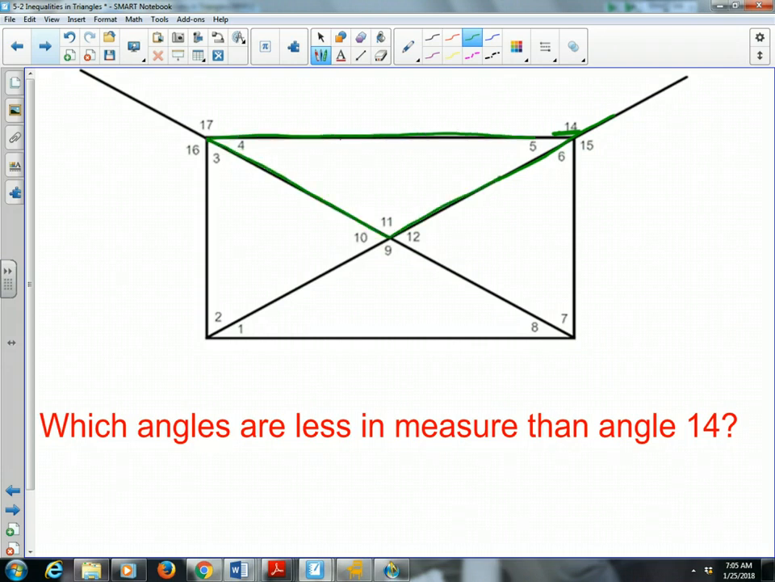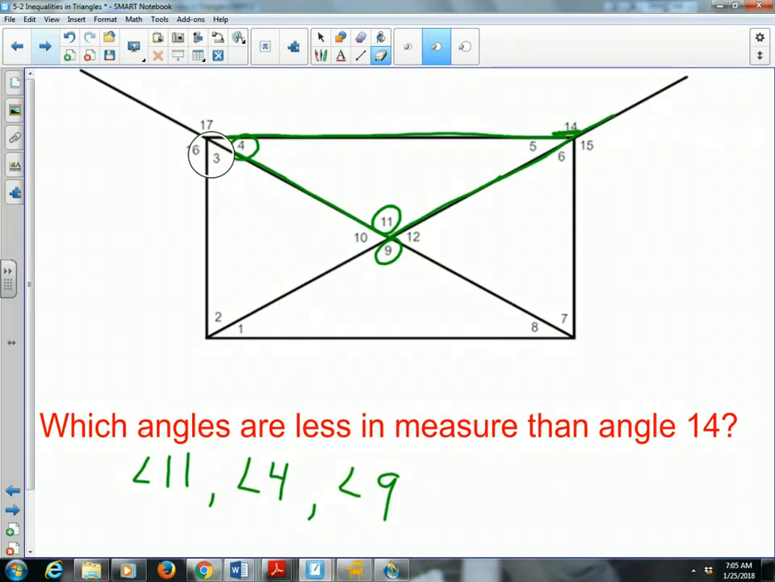I'm first going to make this triangle. 14 is the exterior angle. The remote interior angles are angle 11 and angle 4. So we know that angle 11 and angle 4 are less in measure than angle 14 because angle 4 plus angle 11 equals 14. What you might notice now is that angle 9 is the vertical angle to angle 11. So angle 9 is also less in measure than angle 14.